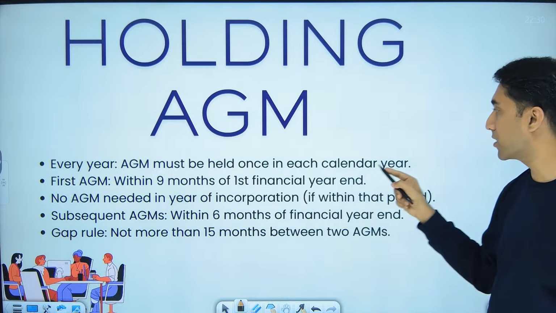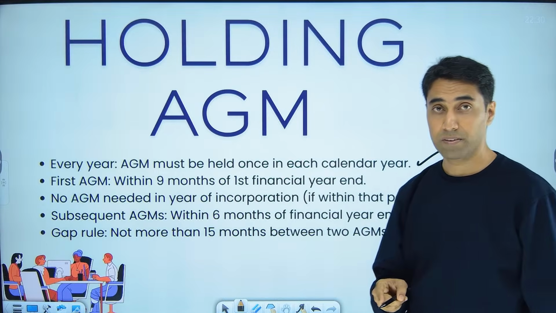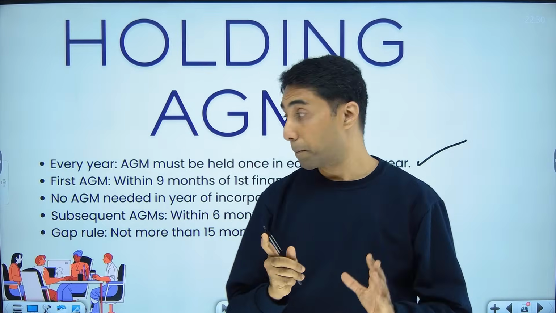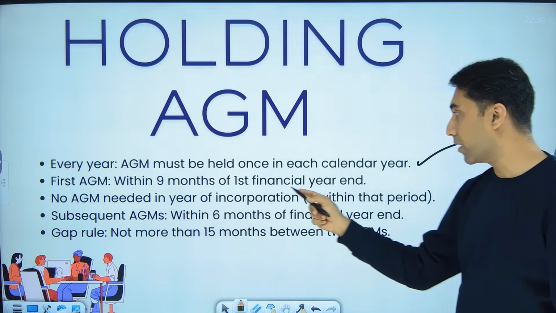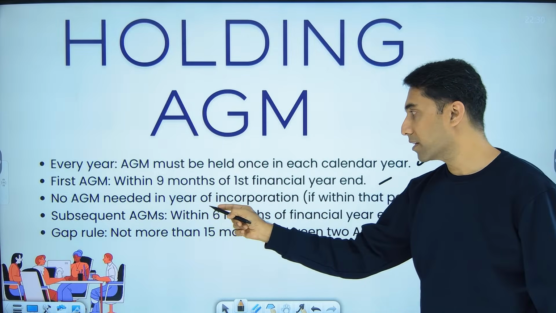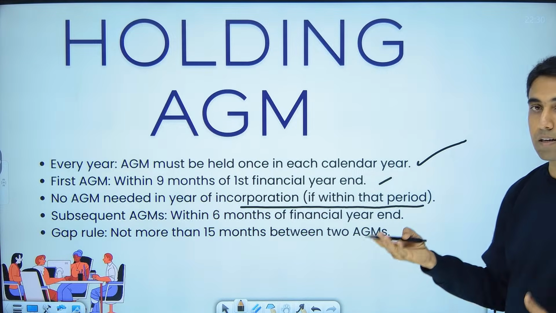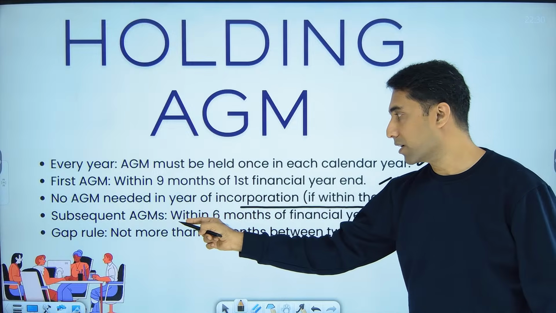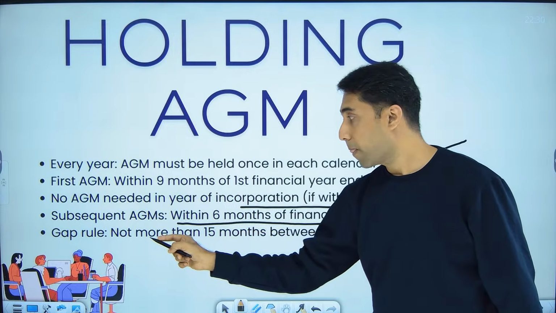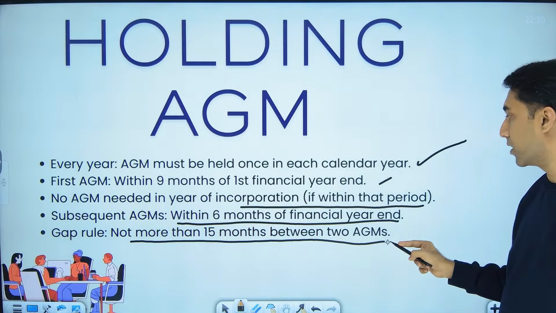So going ahead, hold the AGM. Every year, an AGM must be held once every calendar year. What is a calendar year? From January to December. Within that you must hold it. Plus, for the first AGM you have 9 months from the first financial year, I told you. No AGM is needed in the year of incorporation if it is within that period. For subsequent AGMs, I told you, within 6 months from the financial year and not more than 15 months between two AGMs.